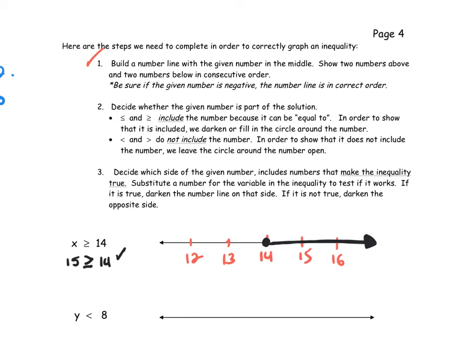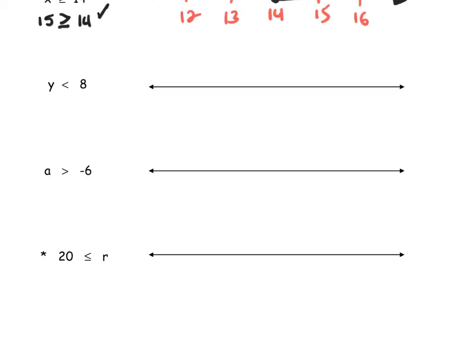So now I'd like you to try the next inequality, y is less than 8, and graph it on your own. After you're finished, restart the video and check your answer. All right, so the graph should look like this, and what's very important is that there's an open circle on 8. 8 is not part of the solution. Let's try the next one together.